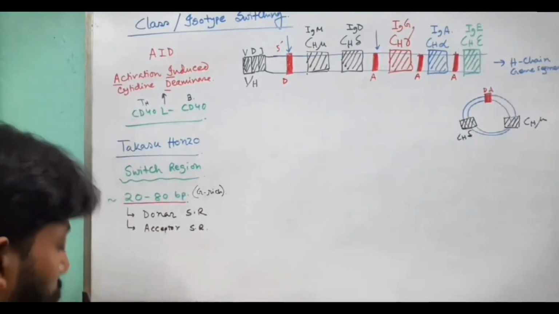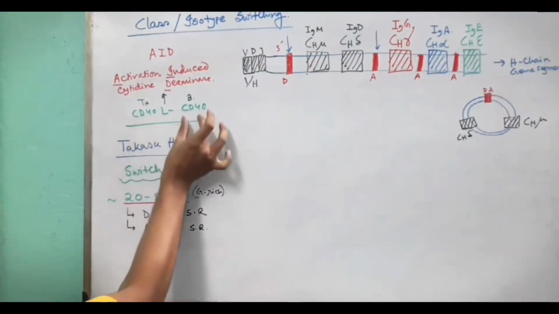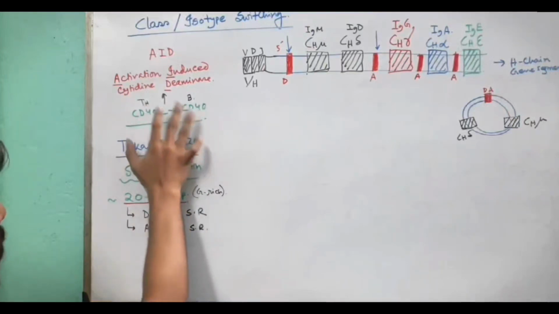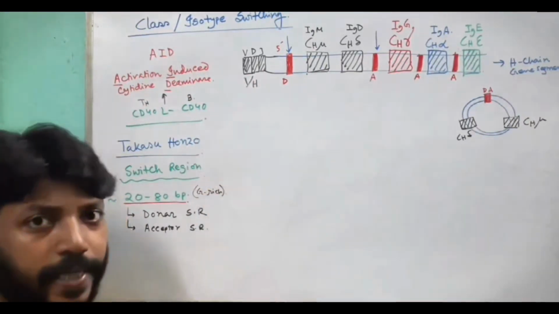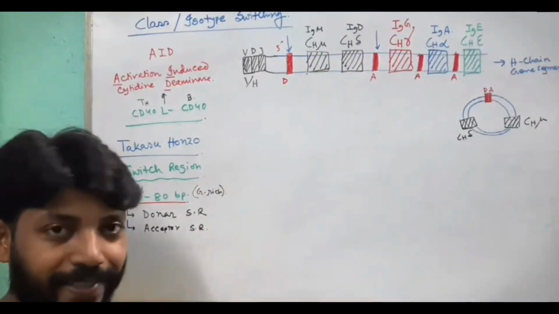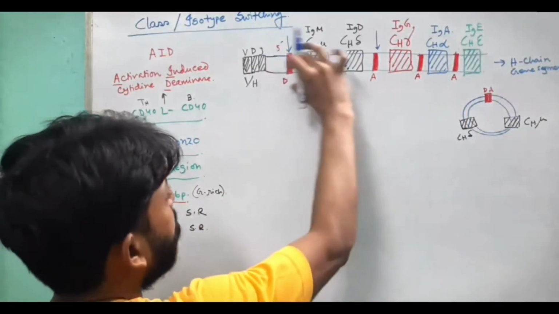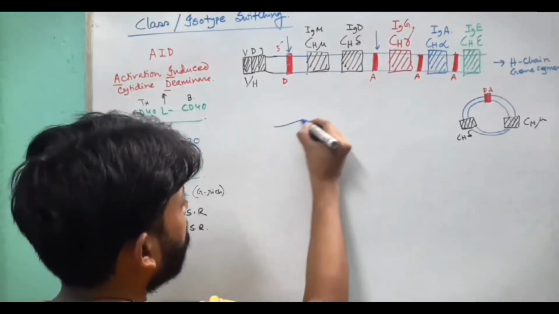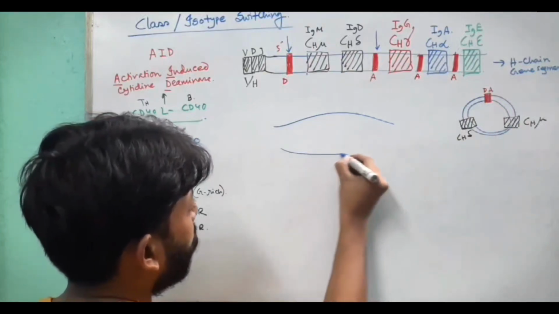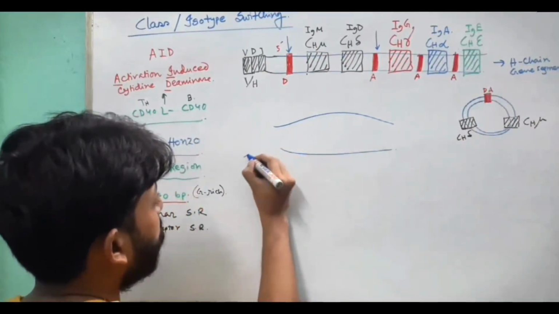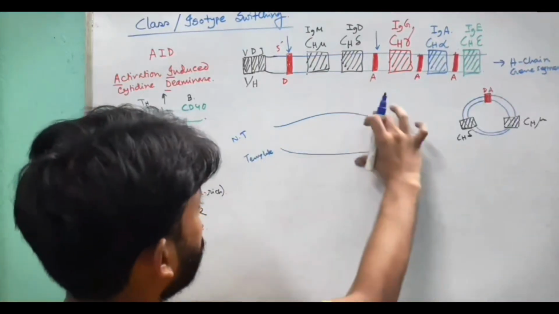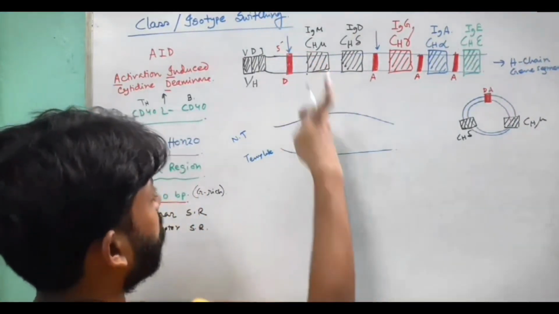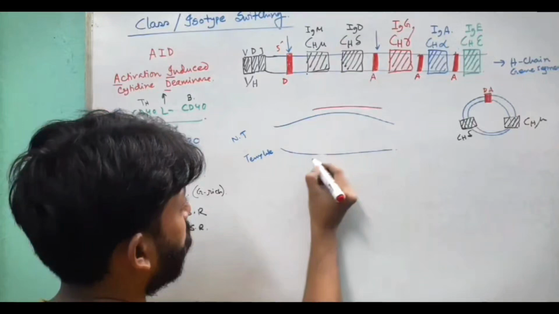So at first, when CD40L and CD40 interact, this AID enzyme gets activated, and when these B cells transcribe antibody, this double strand segment of DNA becomes open. Let's assume this is the template strand and this is the non-template strand. Okay, and this region is the switch region. Let's assume this is the donor switch region.